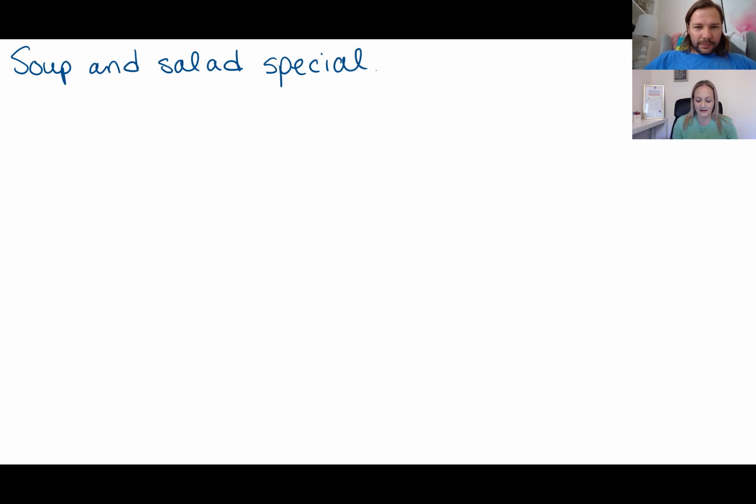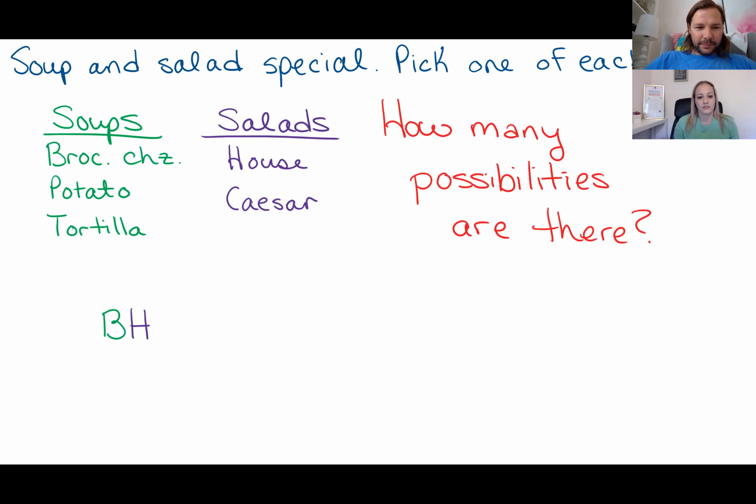So this is just like a quick little intro example. Let's say, for example, that you go to a restaurant and they have some sort of soup and salad special where they give you a list of soups and salads and you're allowed to pick one of each. So let's see what our options are here for my fake restaurant. For soups, we have options of broccoli cheese, potato, or tortilla. Salads, you can choose from a house salad or Caesar salad.